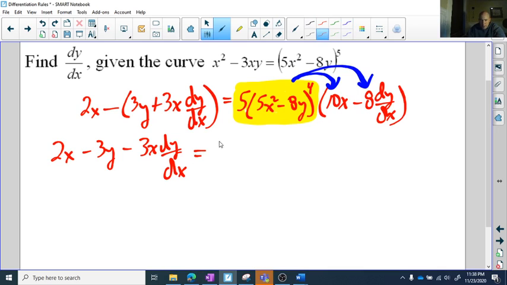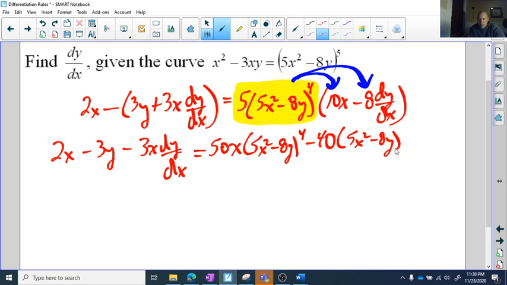Well, I can multiply the 5 and the 10x and say this is 50x onto 5x squared minus 8y to the 4th. That's what I've highlighted times 10x. Now what I've highlighted times this, I'm going to multiply the 8 and the 5 and get minus 40, 5x squared minus 8y to the 4th, and there will be a dy dx stuck at the end of this.